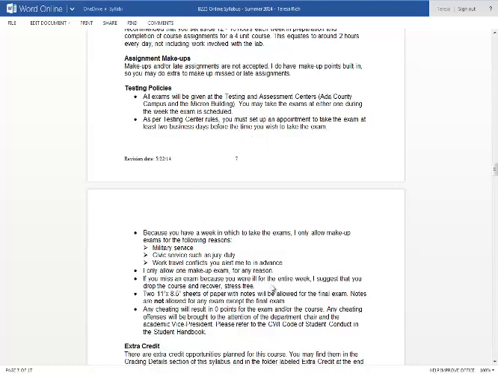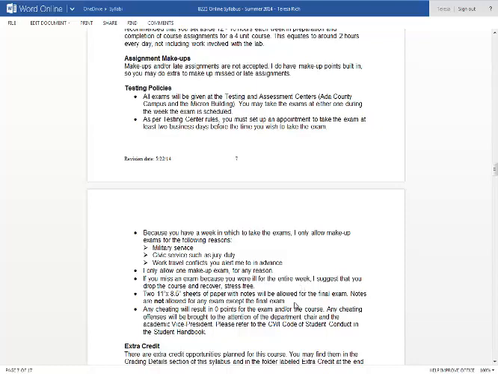Now, there are some reasons that I will allow makeup exams: military service, civic service such as jury duty, or work conflicts if you alert me in advance. Although, since you know when the exams are coming, I'm hoping that won't happen. I only allow one makeup exam for any reason. If you miss an exam because you were ill for the entire week, or somebody in your family or somebody you take care of was ill for an entire week, I suggest you drop the course and recover stress-free. Of course, it is entirely up to you.